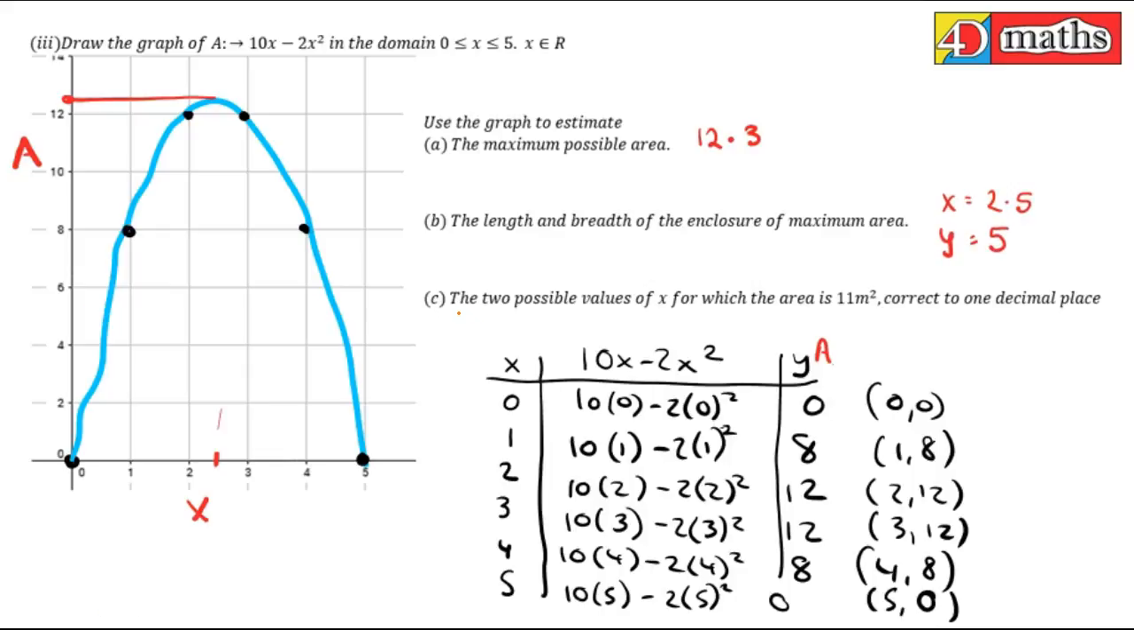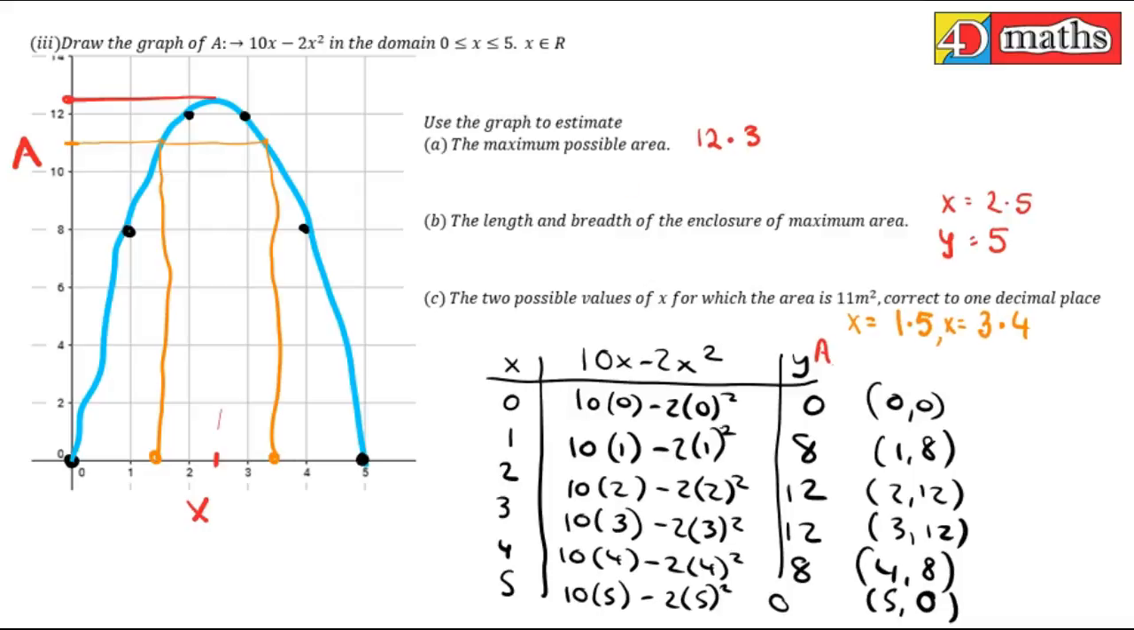And the last part: the two possible values for x for which the area is 11. So here's 11. So if you go across the graph, and cross the graph again, and drop those values straight down to read off the x value, that's the answer to this one. So this works out to be 1.5 and 3.4. Okay, so there are the values for x. So there are the 3 answers for this particular question.